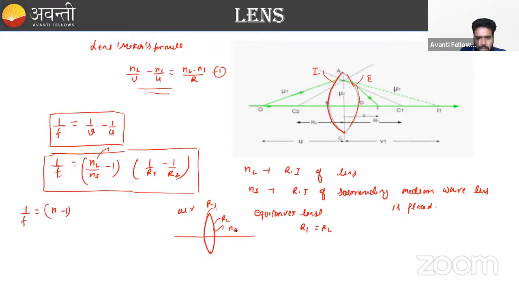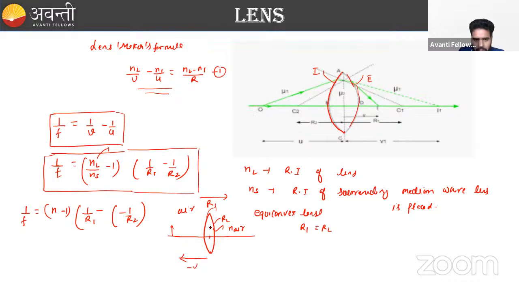We know that the refractive index of air is 1. The radius of curvature of the first surface gives 1 upon R1, and for the second surface we write minus 1 upon R2. Why minus? If we consider that the object is placed somewhere here, this is the direction of the incident ray, and whatever distance is measured in this direction we consider positive, and whatever is measured in the opposite direction we take as negative.